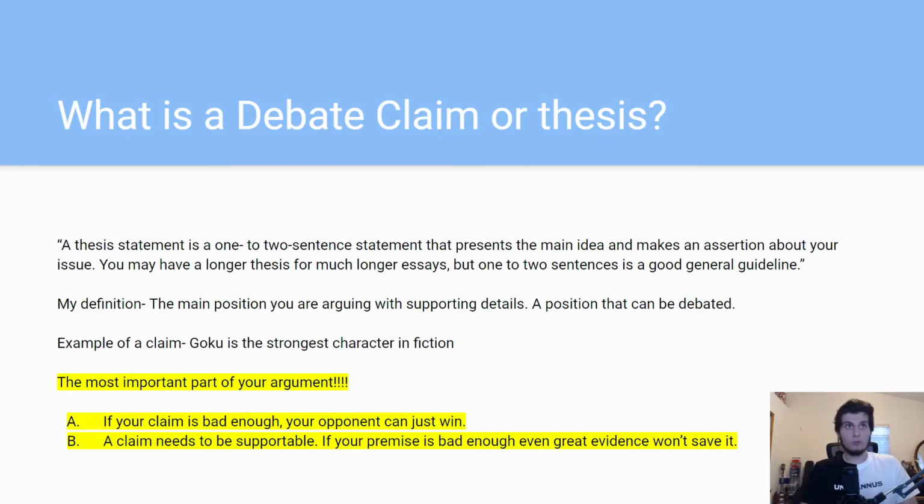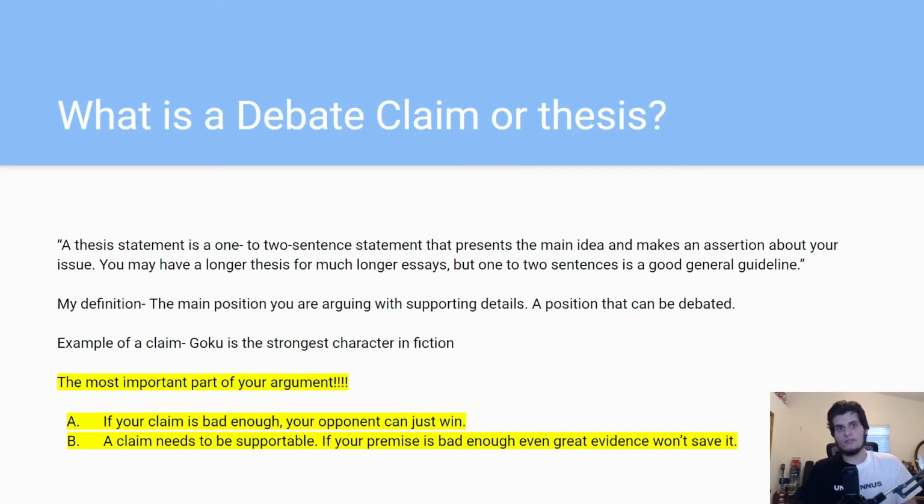Now, the formal definition for a debate claim is a thesis statement is a one to two sentence statement that presents the main idea and makes an assertion about your issue. You may have a longer thesis for longer essays, but one or two sentences is a general guideline. So, a claim is very similar to the thesis statement we learn about in middle school and high school and all other rising grades. In fact, they're basically the same thing.